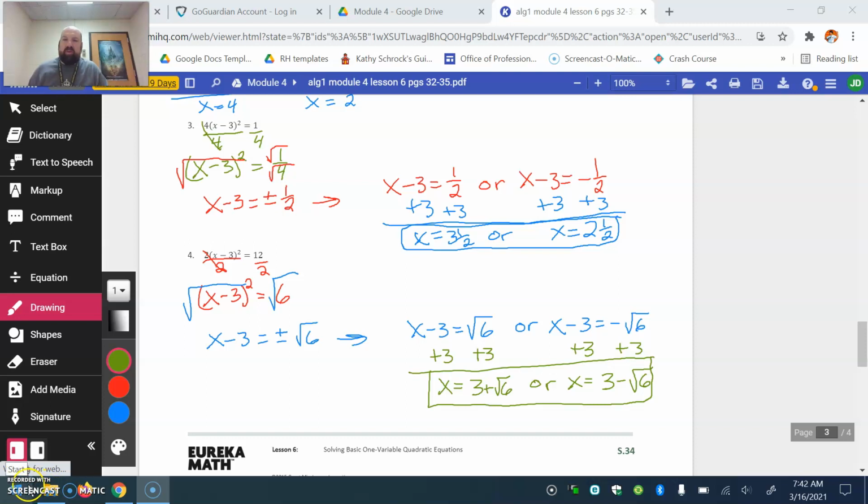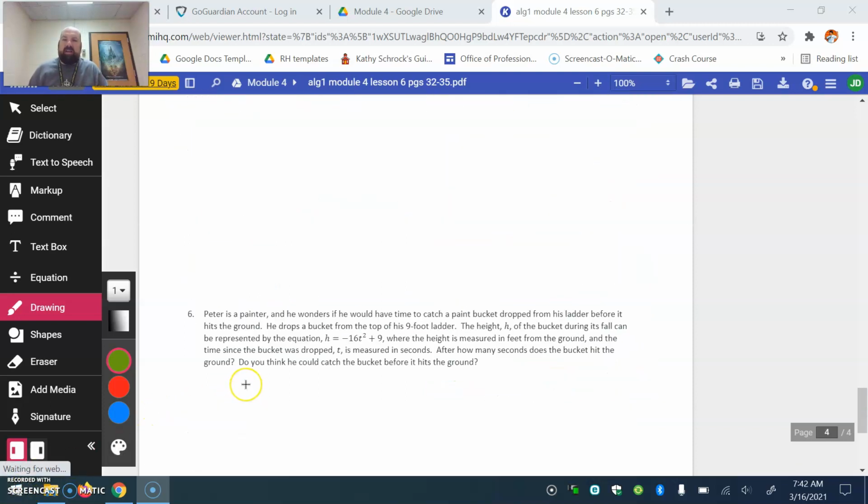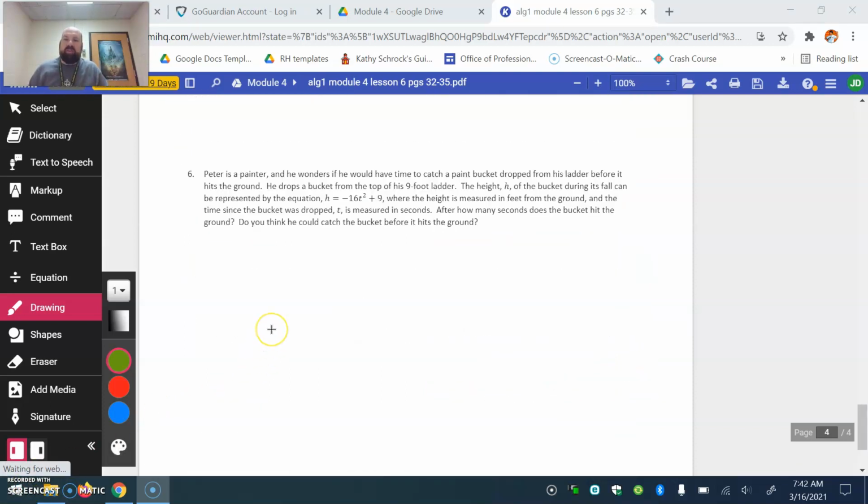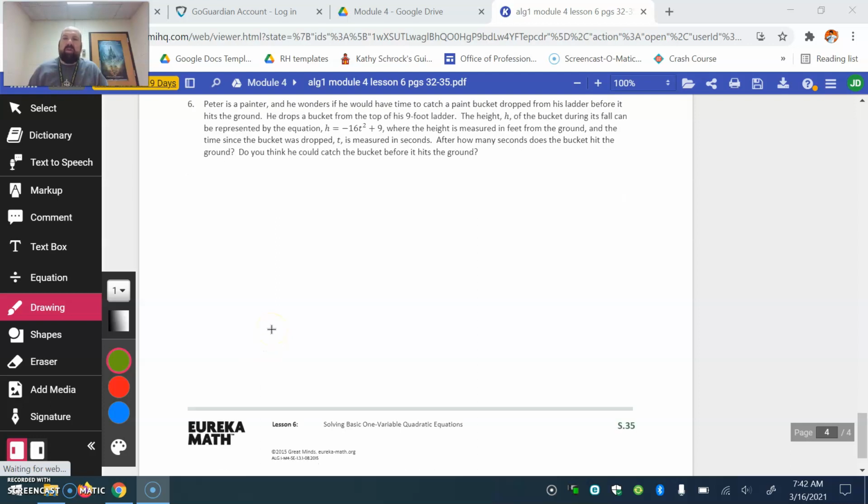So it looks like we're going to run out of time and not get to question 6. Try it on your own and then answer the question or look at the answer on the answer key and see how you do.